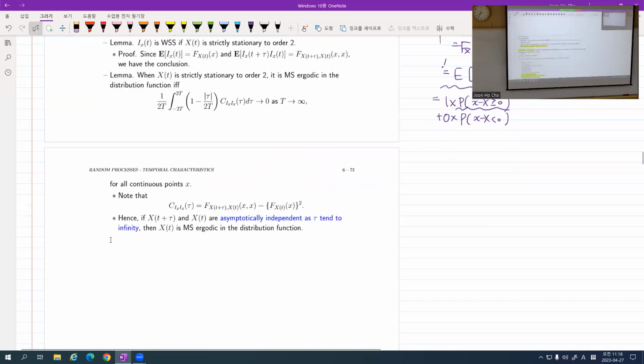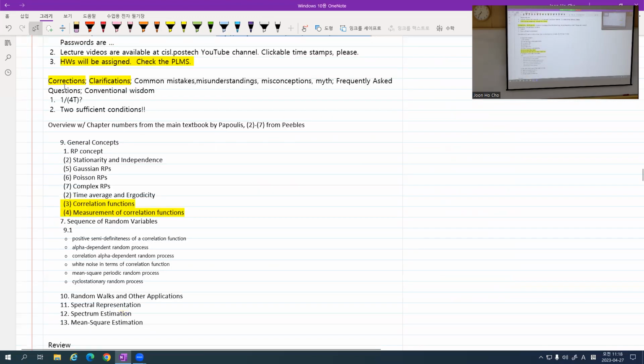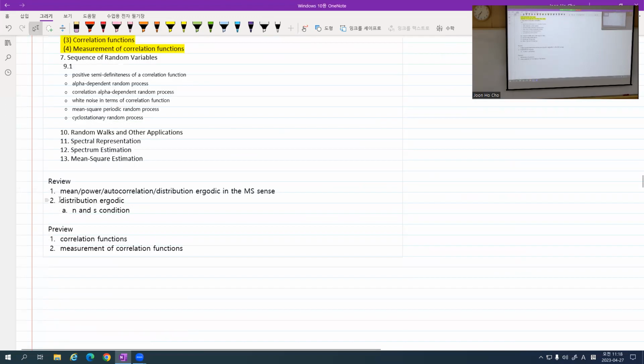Okay, so we have covered this part, and also we have covered this part. Got it? Last time we not only studied the distribution ergodic in the mean square sense, we also showed the mean power autocorrelation ergodic in the mean square sense. And all the necessary and sufficient conditions involved the triangular window and the autocovariance function, and time average, or sometimes absolute integrability or absolute summability of the autocovariance function.